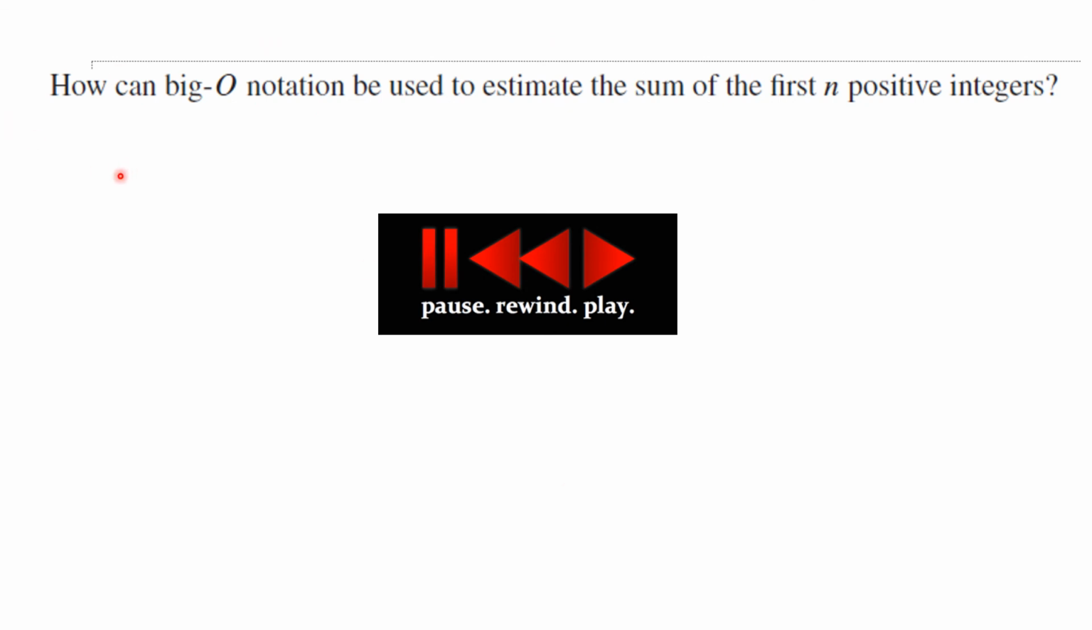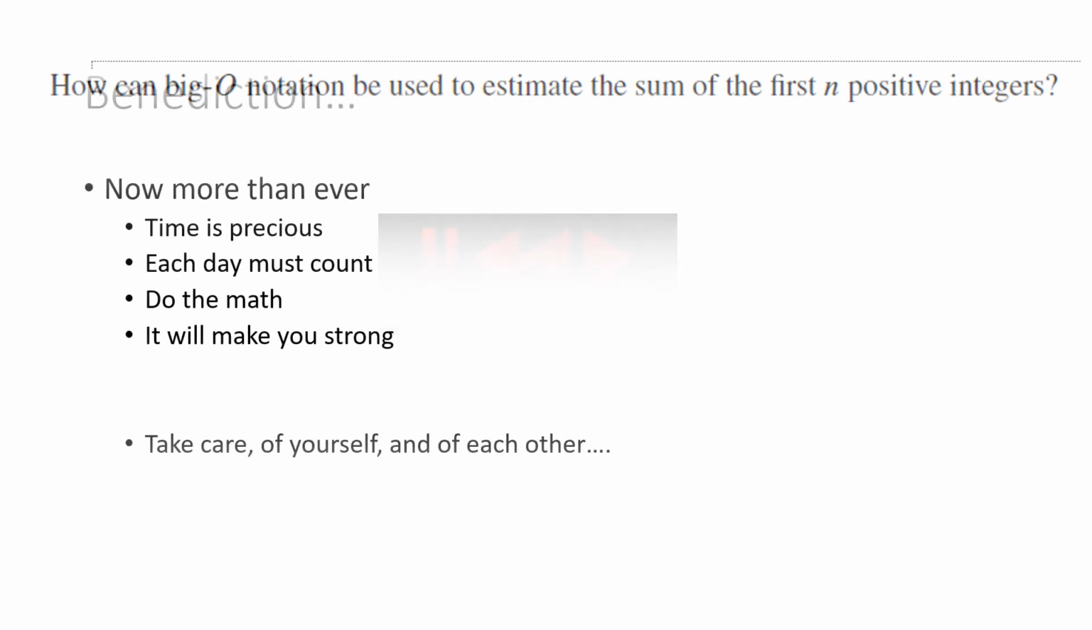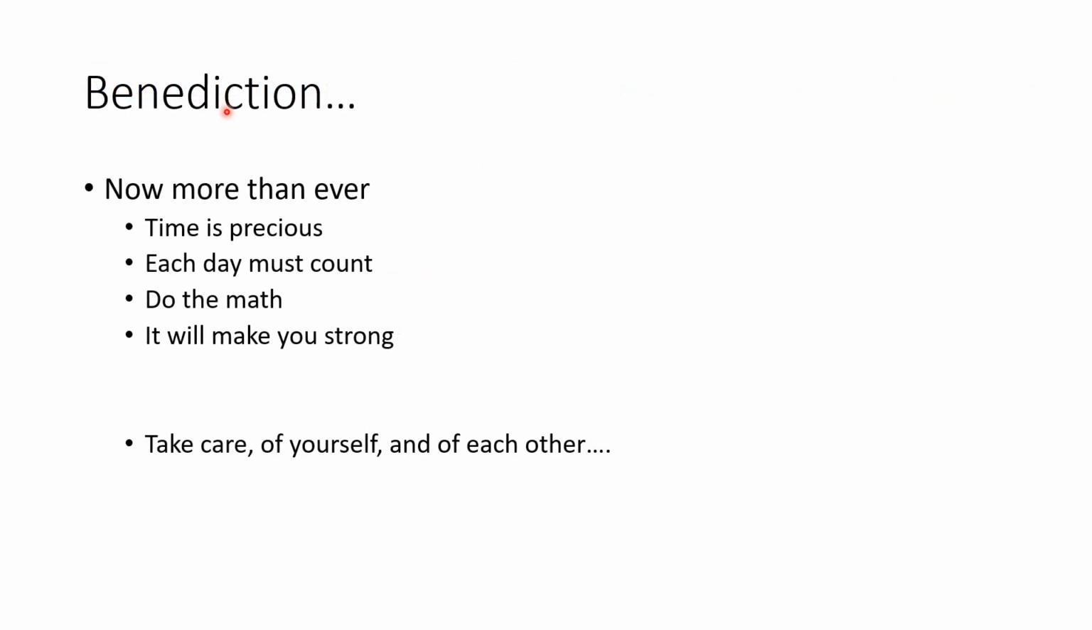Now here's a problem I'd like for you to address. Try to use big O notation to estimate the sum of the first n positive integers. You know what to do. We'll see what you did when we come to the conclusion of this lecture.